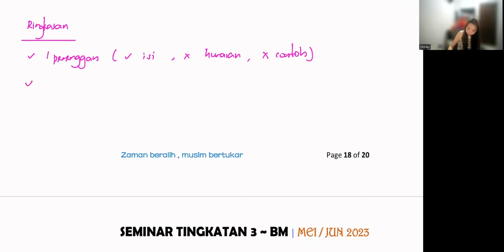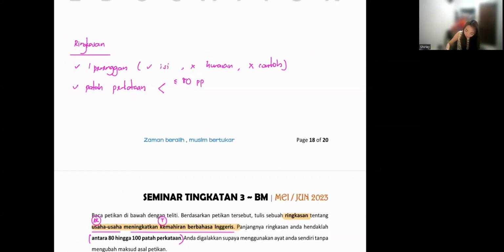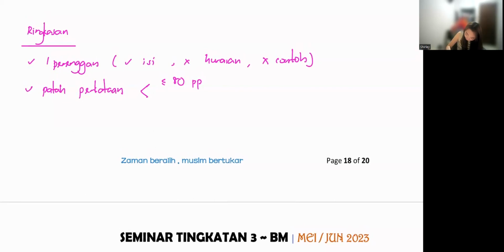And then, how many words for that? Kata perkataan. The question already tells us the words: 80 to 100 words. Yes, correct. Actually, that is two patterns. It's either the same or not more than 80. Or three paragraphs, then for this one, it's within 80 to 100. So that is two patterns.